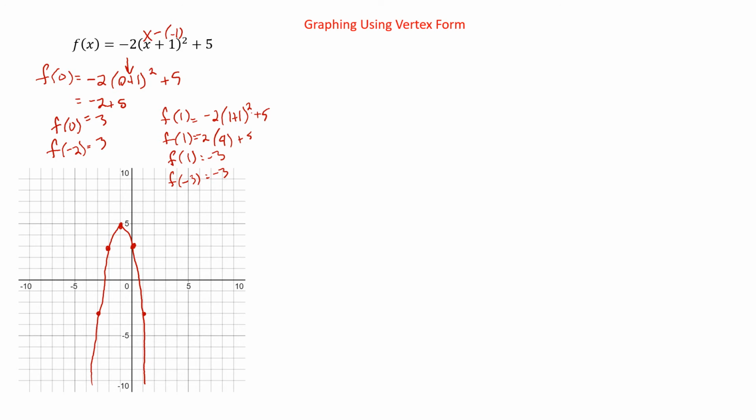So we started with the vertex, then we found 2 points on either side. There are other ways of finding those points, which we might get to. Usually those ways tend to come with practice more than like, hey, this is just a way of doing it.